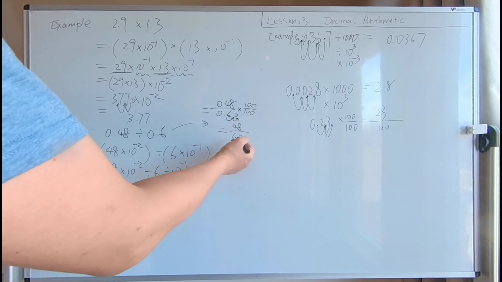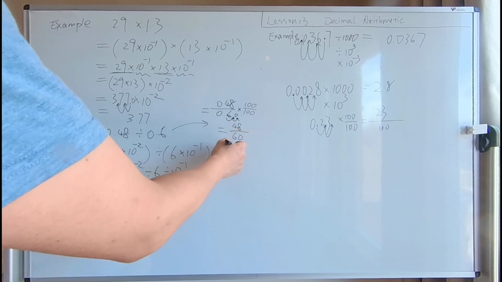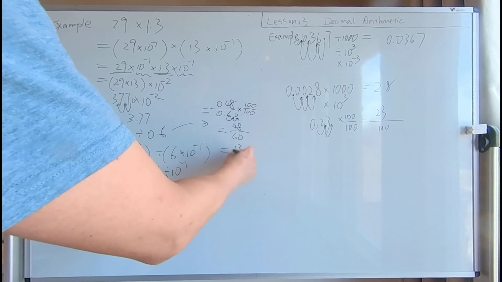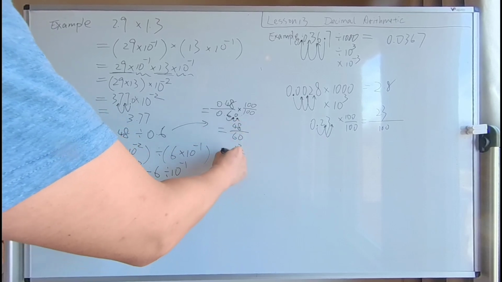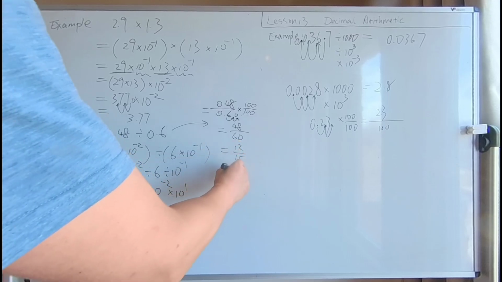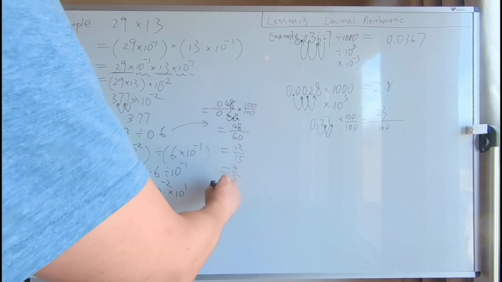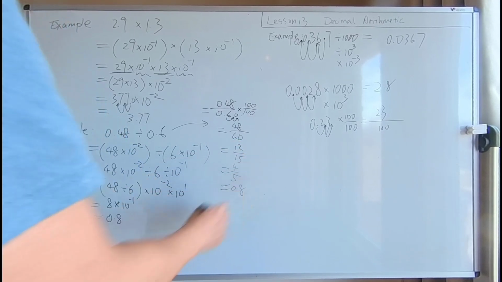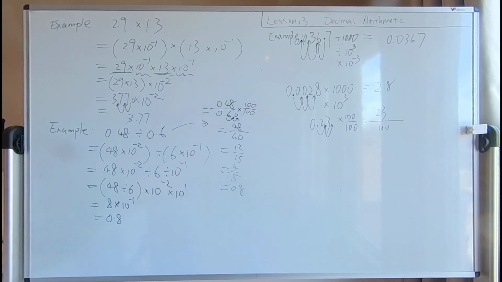But here, you actually have at least a factor of 2, sorry, a factor of 4, which gives you 12 over 15. Then a further factor of 3 gives you 4 over 5. And then 4 over 5 is 0.8. So you'll get the same answer from here.